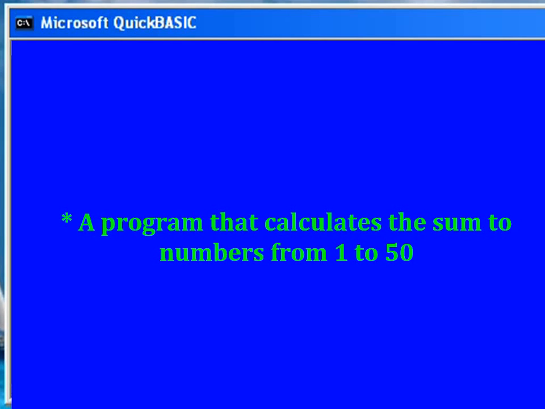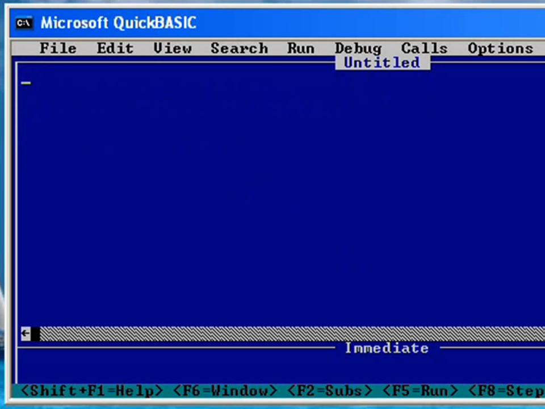Let's write a program using FOR NEXT that calculates the sum of numbers from 1 to 50. CLS, FOR I equal to 1 to 50. Now SUM equal to SUM plus I, because I holds the value each time.